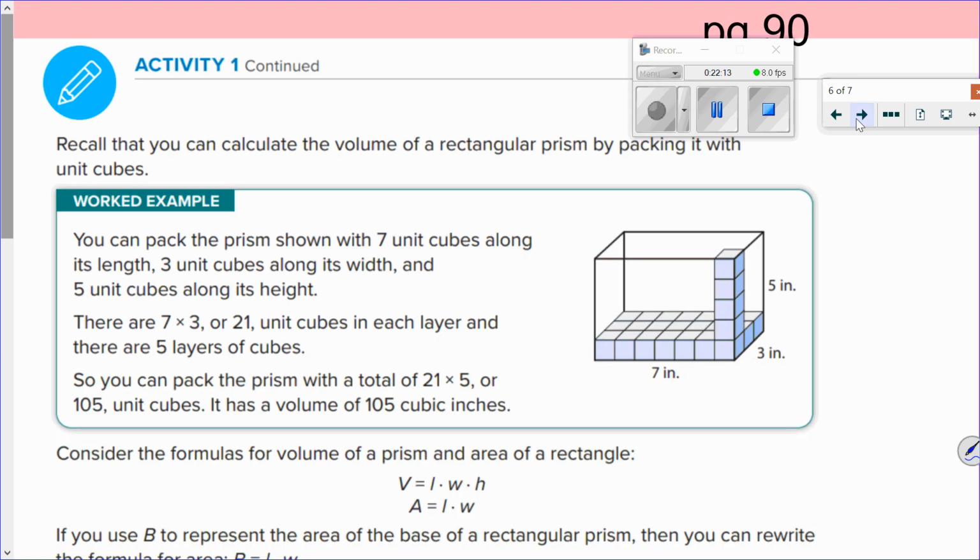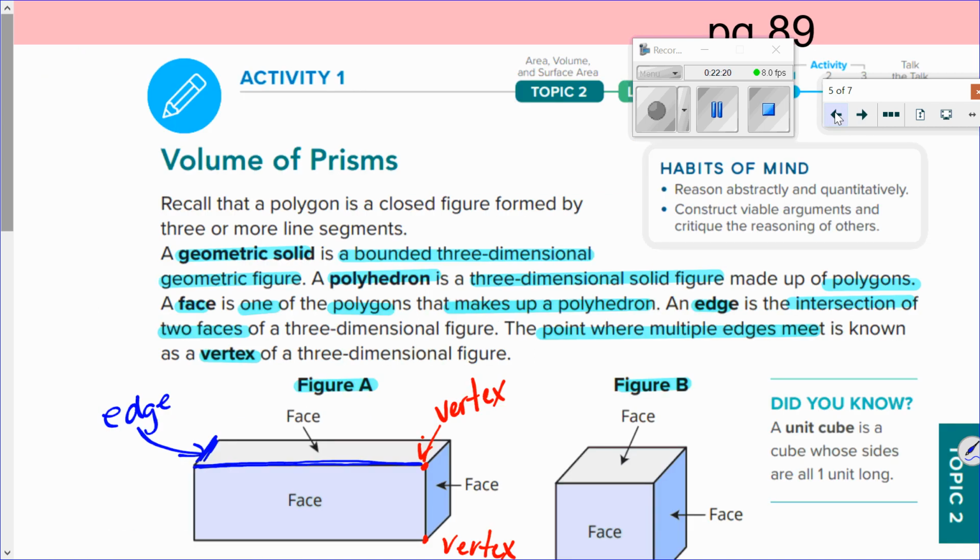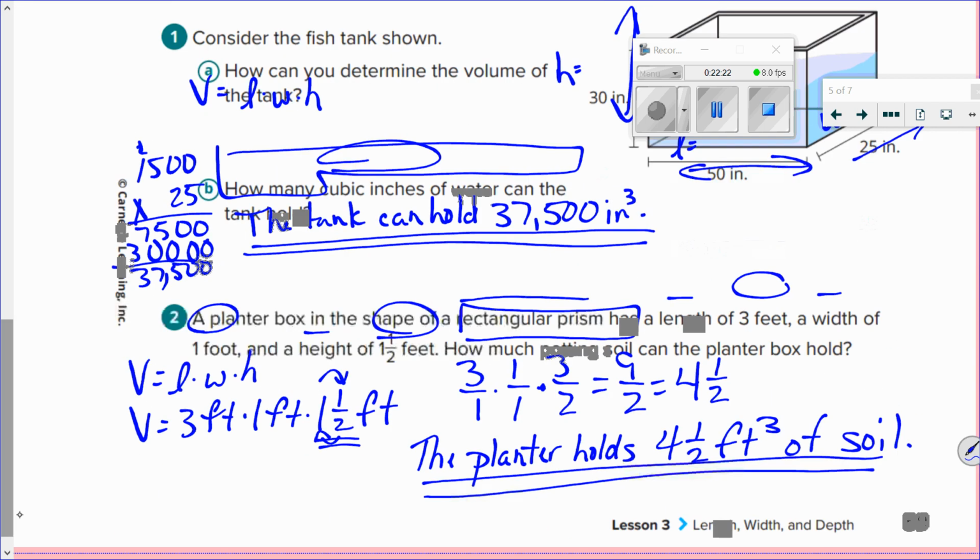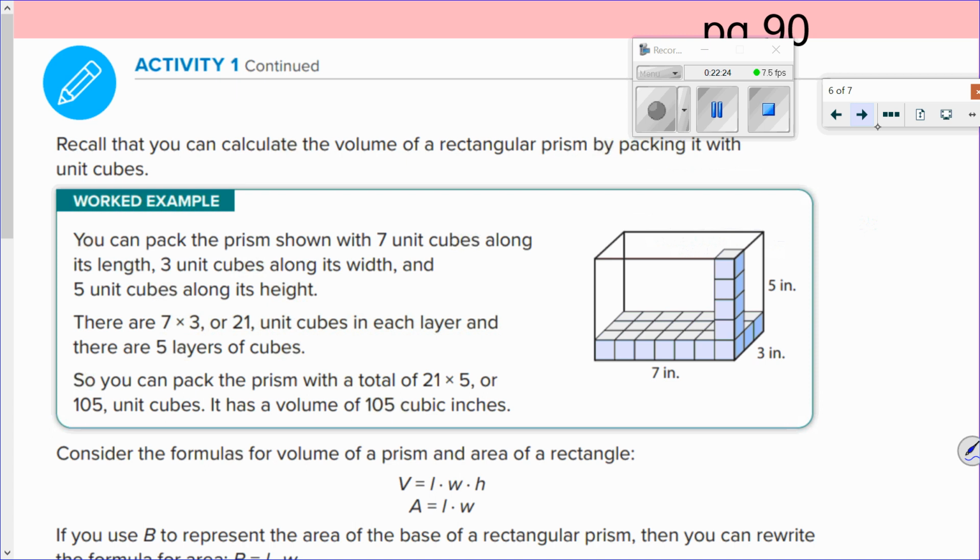Okay, let's go to page 90. Did we skip a page? No, we're good. Page 90. Okay, on this one, now we're going to talk about unit cubes. All a unit cube is, it's the same length and width and height in an even unit. So 1 inch, 1 foot, 1 yard. But it is all of 1 unit, okay?